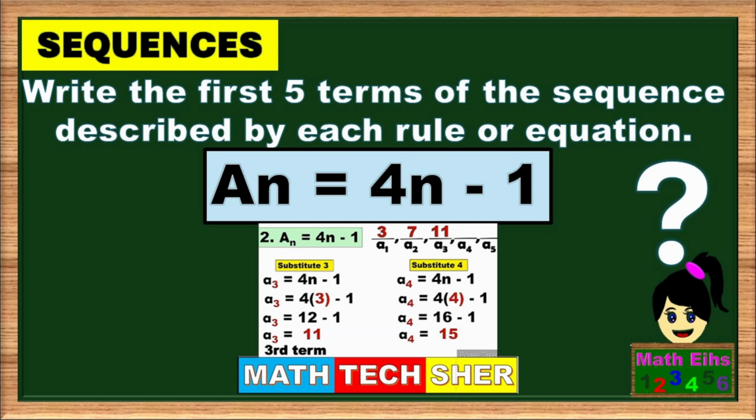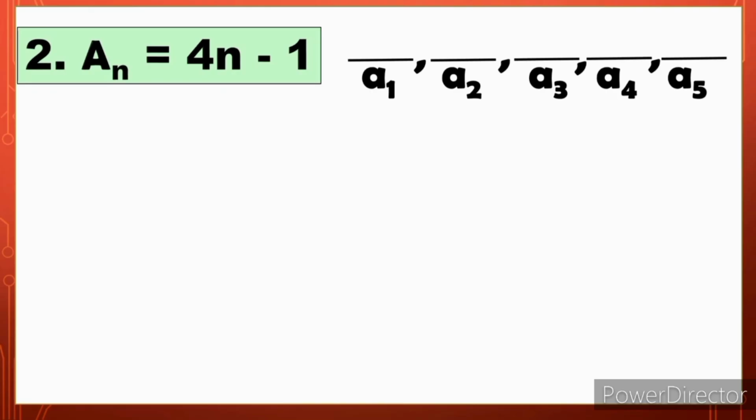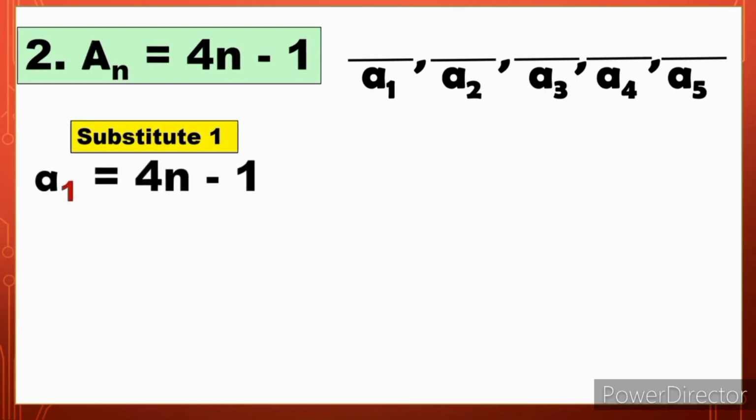Sa video na to, ituturo ko sa inyo kung paano kunin ang first 5 terms. A sub n equals 4n minus 1. Okay, to find the first term, we substitute 1 for the first term. So a sub 1 equals 4n minus 1. And then, papalitan natin ng n or papalitan natin ng 1 yung n.